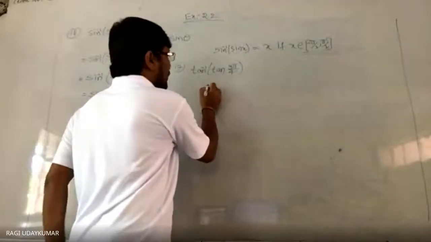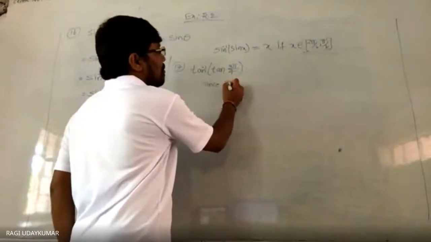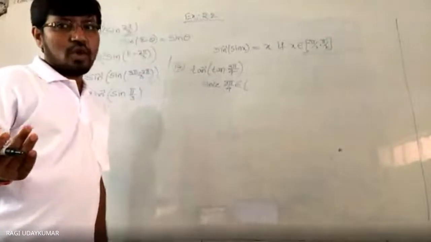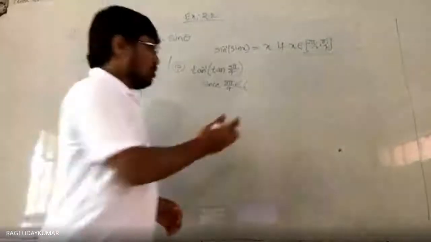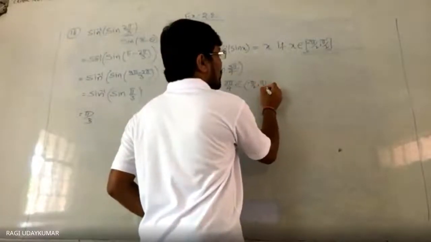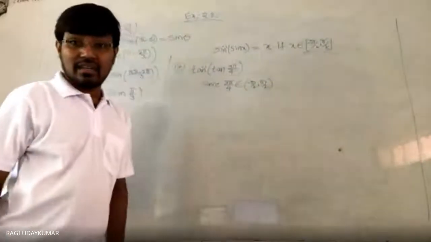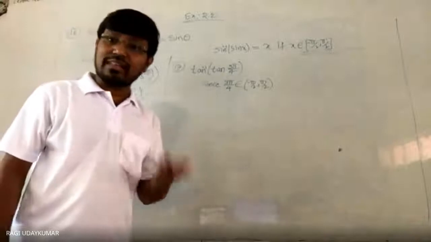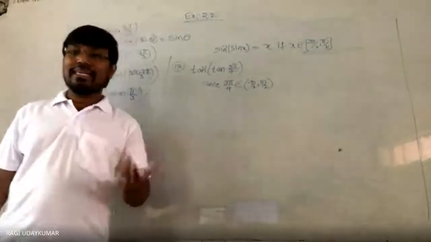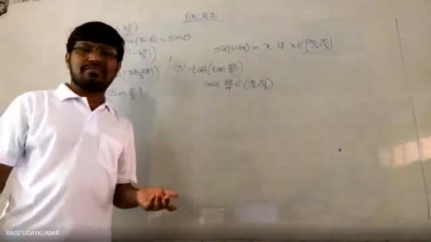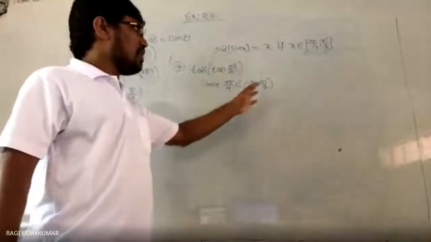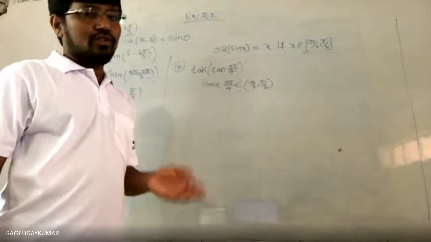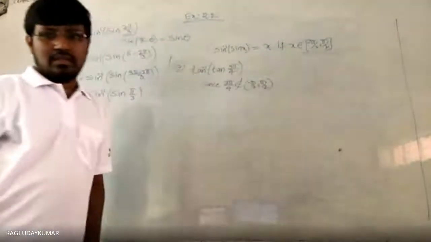First you have to see that 3π/4 does not belong to the principal value branch of tan inverse, the open interval minus π/2 to plus π/2. It is not in between. Why? π/4 is 45 degrees, so 3π/4 is nothing but 135 degrees. If you get confused, you can convert to degrees. Otherwise, you should be ready to identify it as 135 degrees, more than 90 degrees. It is coming more than π/2. So it does not belong to this interval.